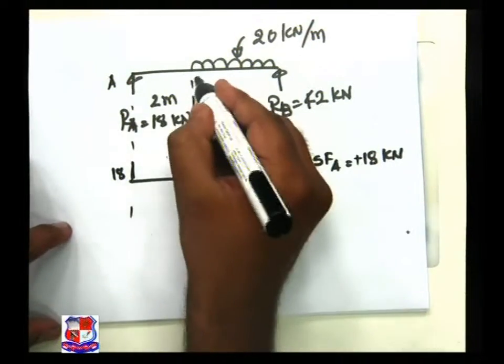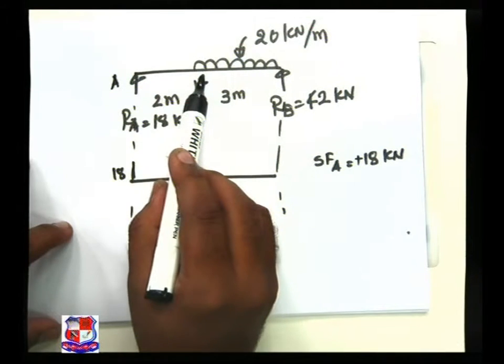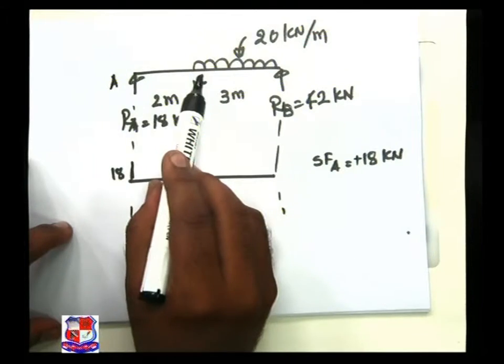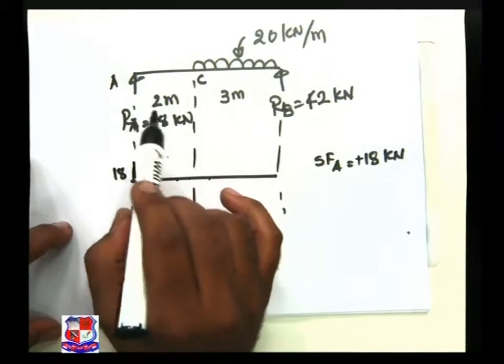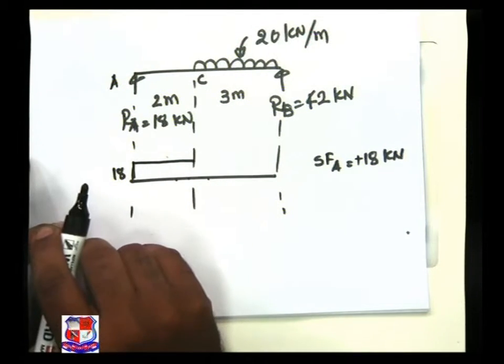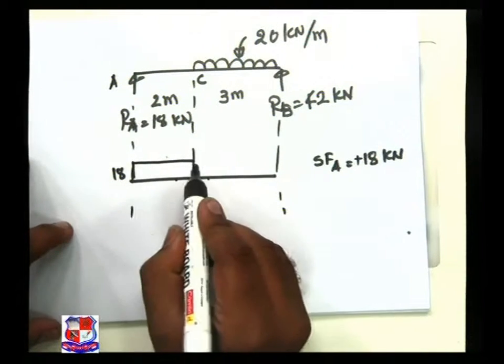Next, this is my joint C. Between A and C, there is no point load. Between A and C, there is not any kind of load. The variation of shear force is given by a horizontal straight line. This is very much interesting over here.